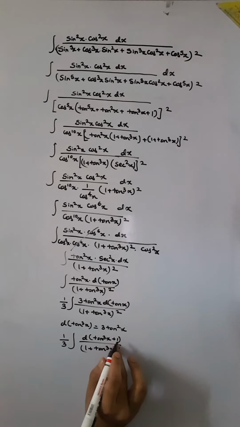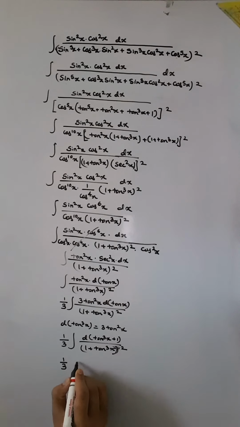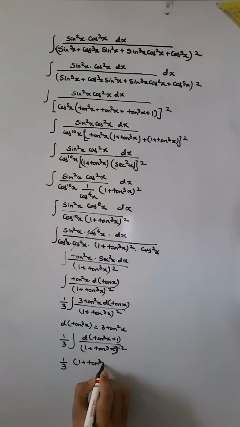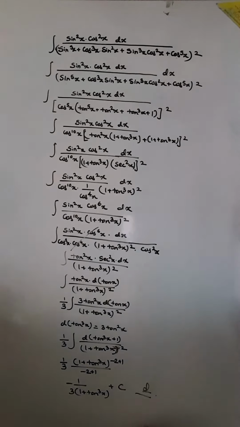So this is a very simple expression and it can simply be integrated. The answer is going to be 1 by 3 into (1 plus tan cube x) to the power minus 2 plus 1, divided by minus 2 plus 1. So the answer becomes 1 by 3 times 1 plus tan cube x, plus C, which is our answer, and that is the video.